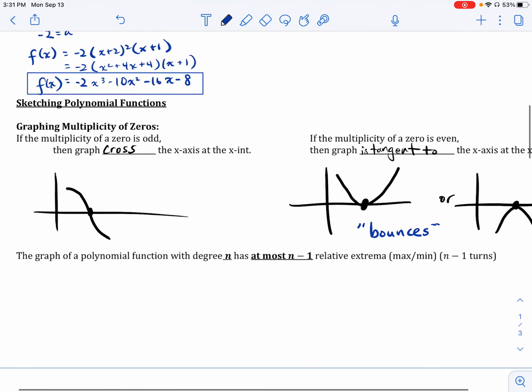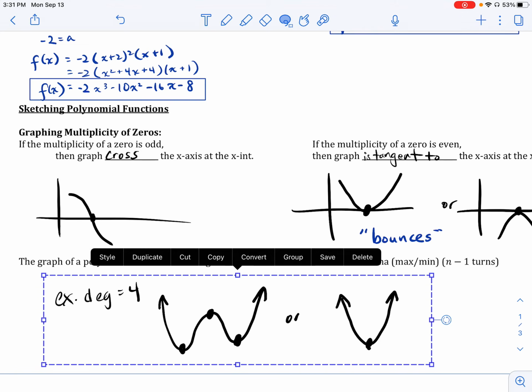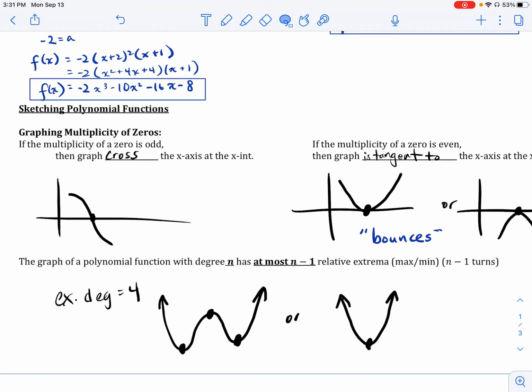And one more thing that we should know, and I just drew this ahead of time: when your polynomial function has a degree of n, that tells you that at most you're going to have n minus 1 extrema, or turns, if you will. Remember, extrema refers to a relative minimum or a relative maximum. If your degree is 4, that means you could possibly have 3 relative extrema or 1 relative extrema.